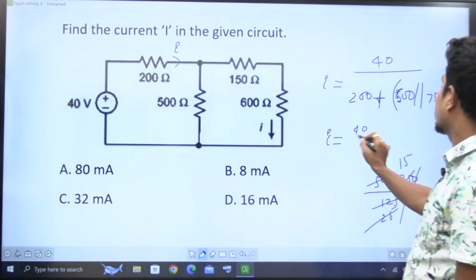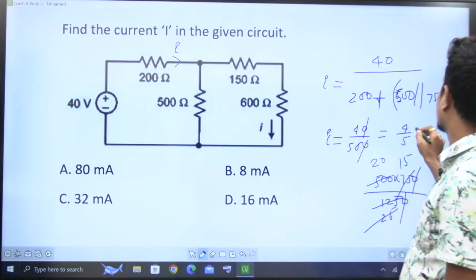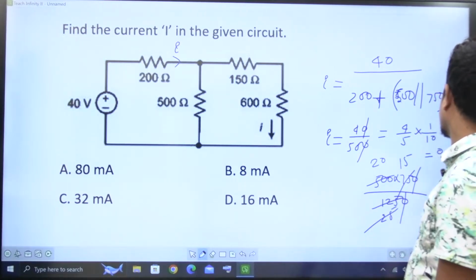So 40 divided by 500. Zeros gone, 4 by 5 into 1 by 10. How much is 4 by 5? 0.8, so 0.08 is the correct value.